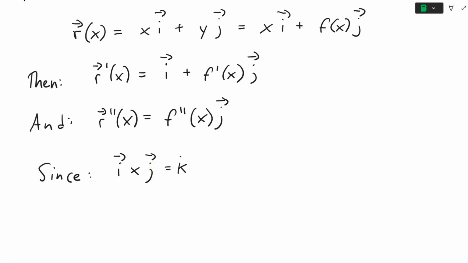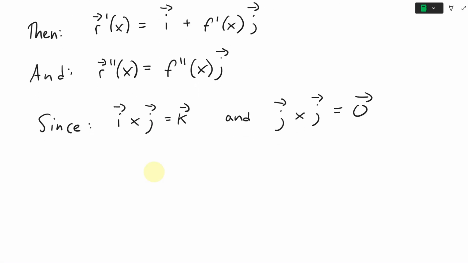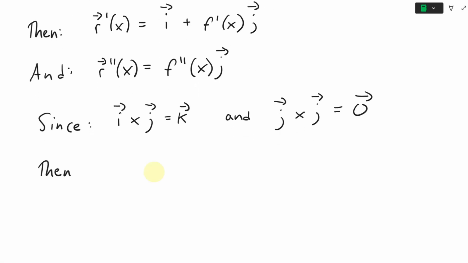All right, so this is going to be k, and also note that the cross product of a vector with itself, as I stated before, is 0. So j cross j is equal to the 0 vector. So since that, I can just take the cross product, and then we can analyze that as we go. So we get r prime of x, the first derivative, cross with r double prime, the vector function of x.